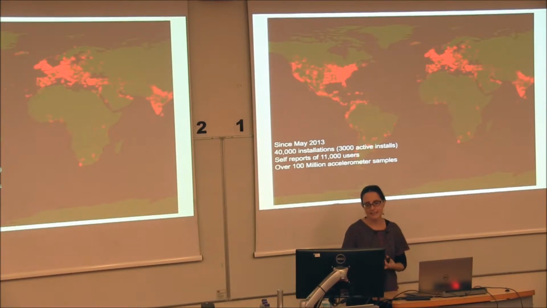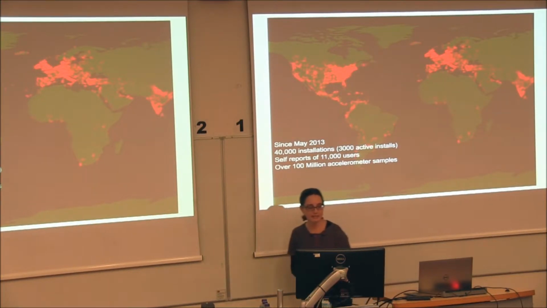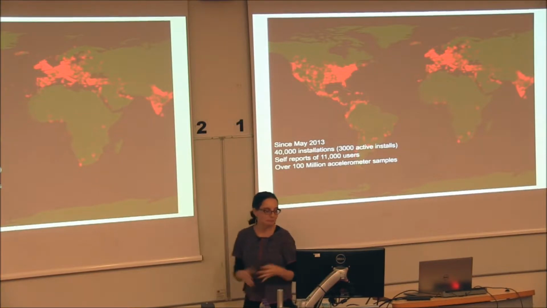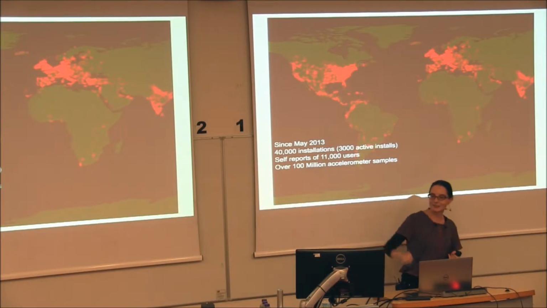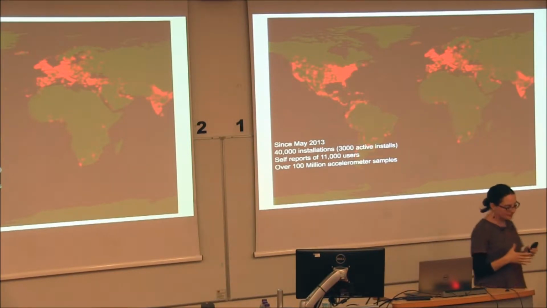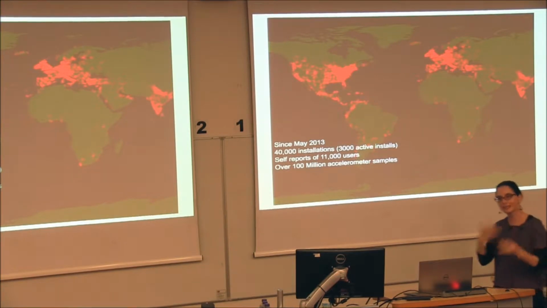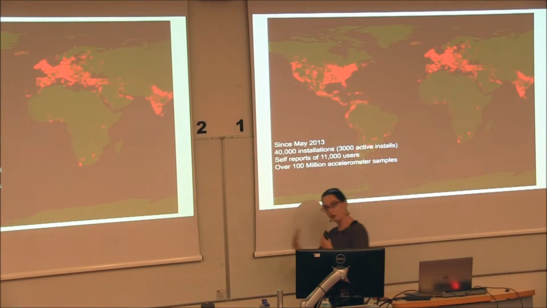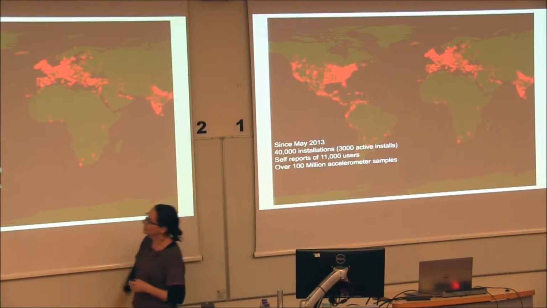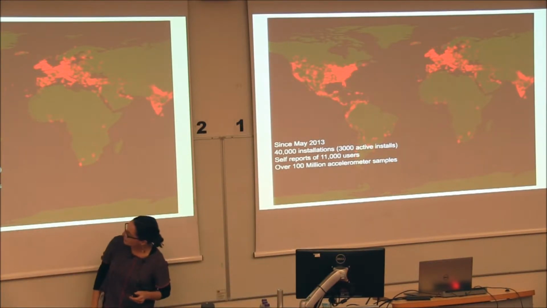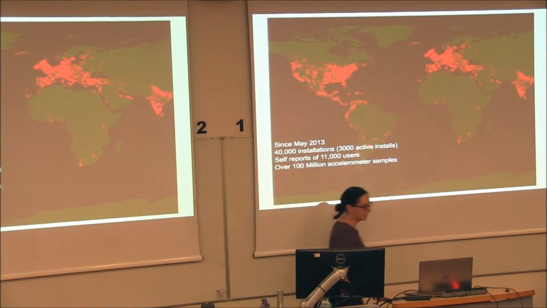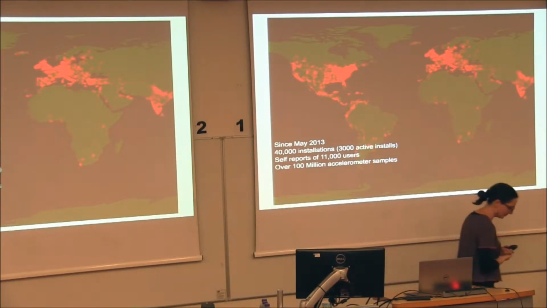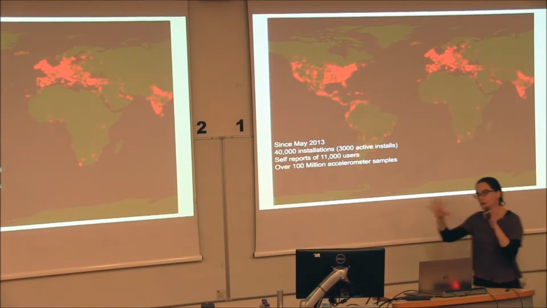So the app stayed out for about 3 years, and at any point in time I guess there were 3,000 active installations, and people were prompted to reply to self-reports. I'll tell you more about the app. Even of those who needed to report, we have 11,000 users that self-reported. And this is over 1 million accelerometer samples, and as I said, I'll explain. And the distribution of where the app was installed was quite well spread.